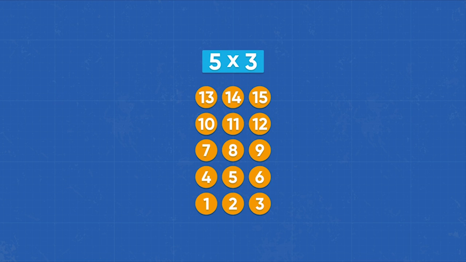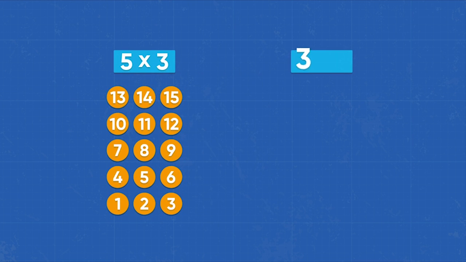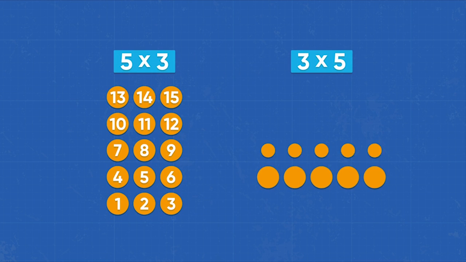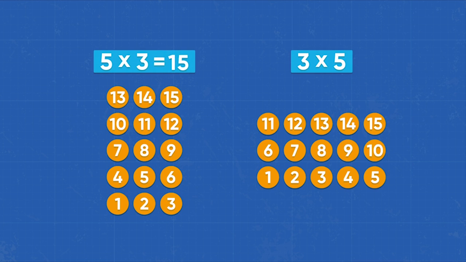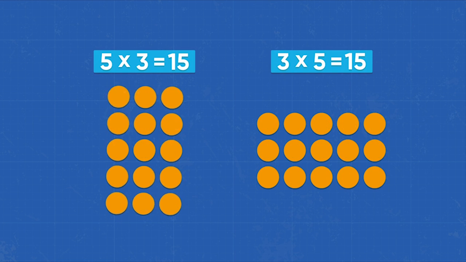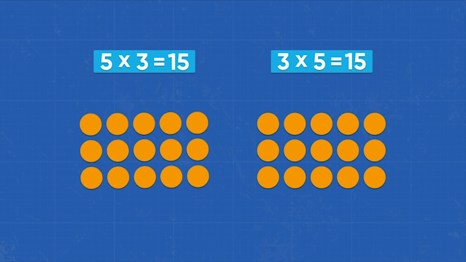Now, let's make an array to show the other order. 3 times 5. That's 3 groups of 5. Let's count them. 5, 10, 15 dots. It's the same answer. So 5 times 3 is 15. And 3 times 5 is 15. You can see this more easily if you rotate one of the arrays. Now, it's clear that they are actually the same, but one is rotated. And that's why when you multiply numbers in either order, you get the same answer.